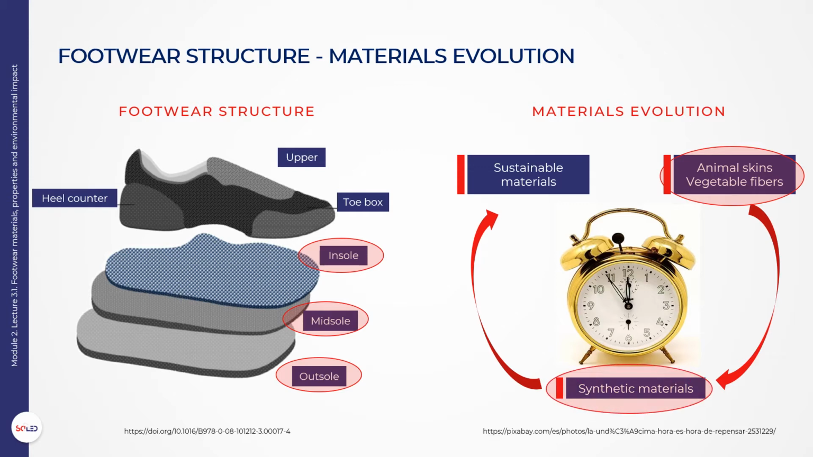The search for all these properties has led to the use of up to 40 raw materials in the manufacture of a shoe: natural and synthetic leathers, polymers and composite materials, or textiles, depending on the type and the different parts of the shoe.